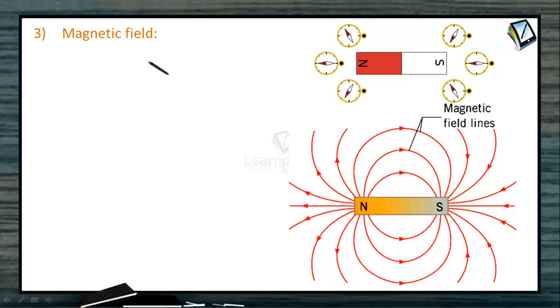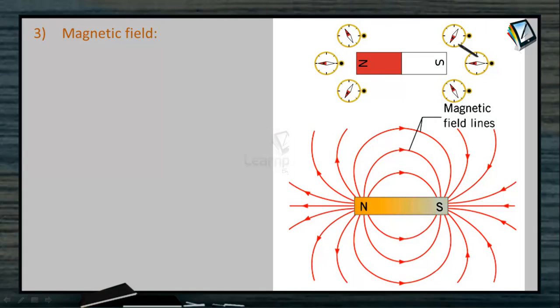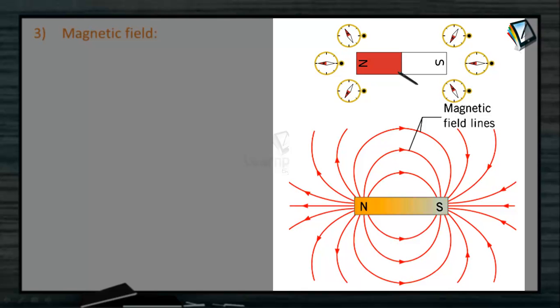Magnetic field. Magnetic field is the space or the region around a magnet or a moving charge carrier or a current carrying conductor where its effect is felt. This is called magnetic field. Magnetic induction field at a point can be located or can be seen by drawing magnetic field lines.